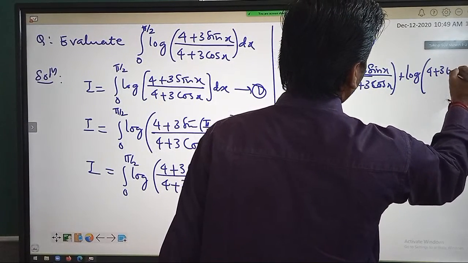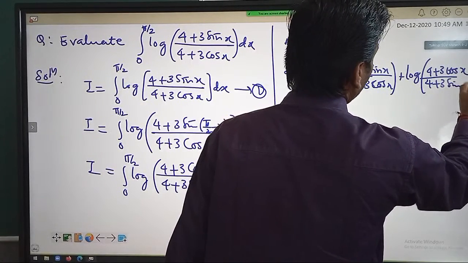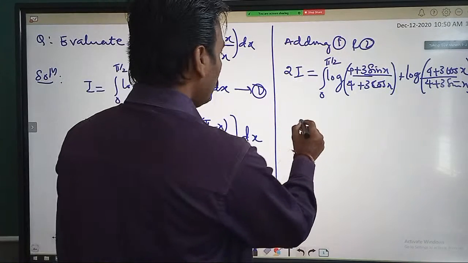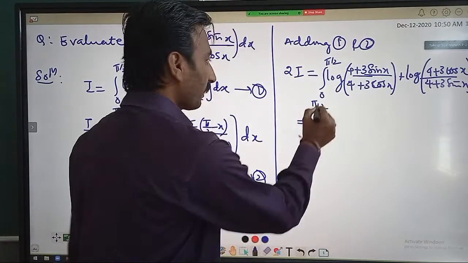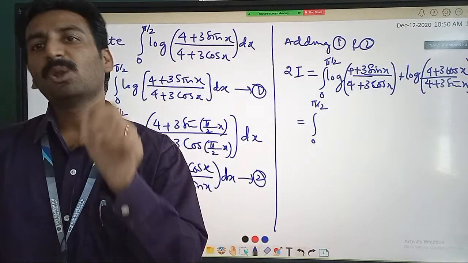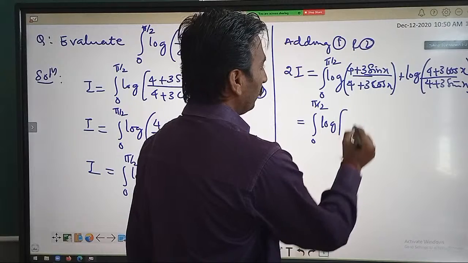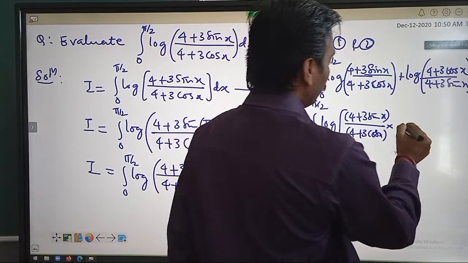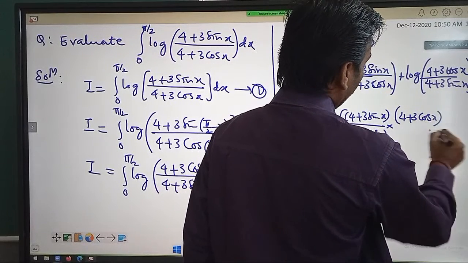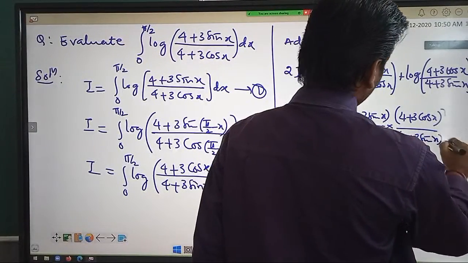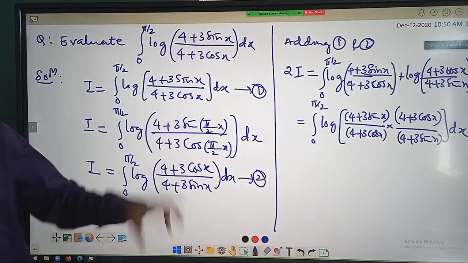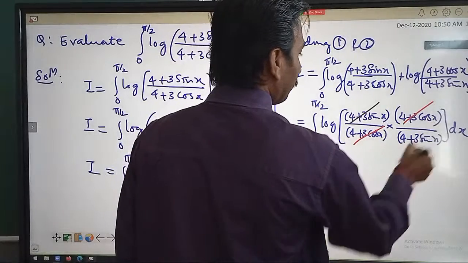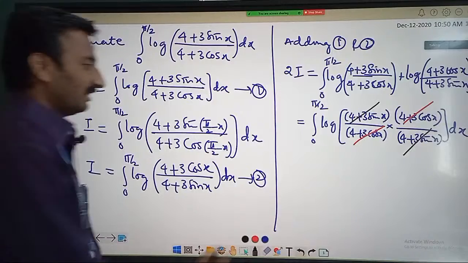So we have 4 plus 3 cos x divided by 4 plus 3 sin x dx. Correct? This is equal to the integral from 0 to pi by 2 of log a plus log b, that is log ab. This is log of (4 plus 3 sin x divided by 4 plus 3 cos x) into (4 plus 3 cos x divided by 4 plus 3 sin x) with respect to x. Both are reciprocal functions here, so we can cancel them: 4 plus 3 cos x, 4 plus 3 cos x, 4 plus 3 sin, 4 plus 3 sin.